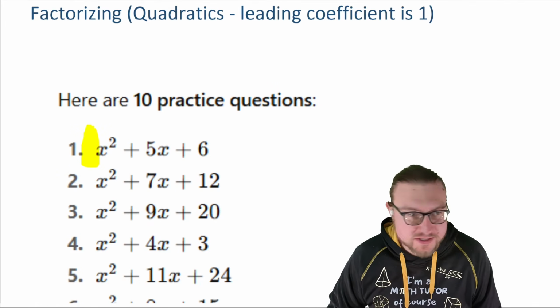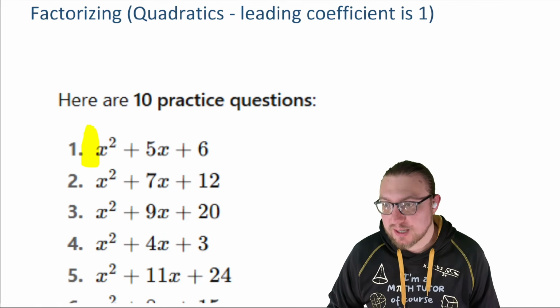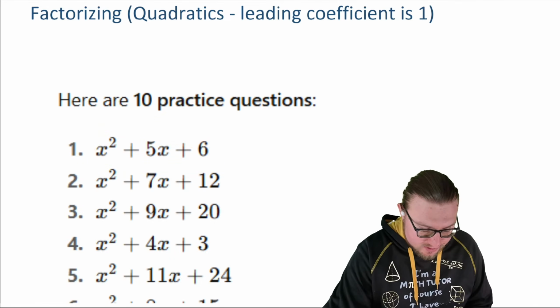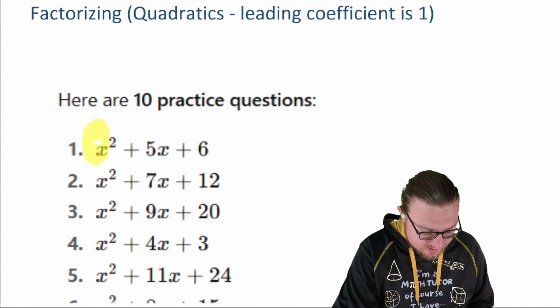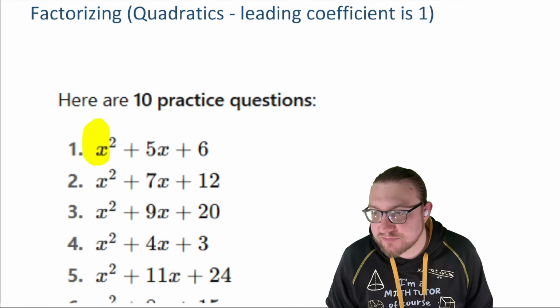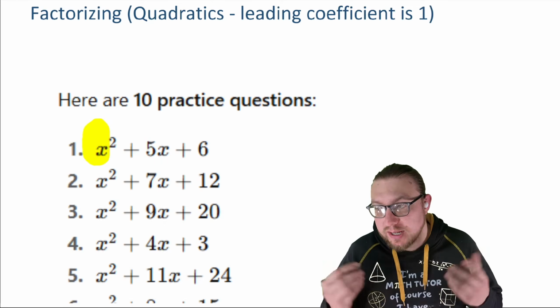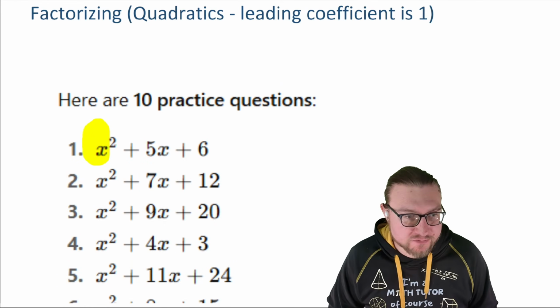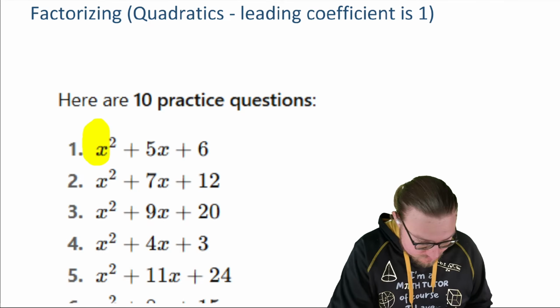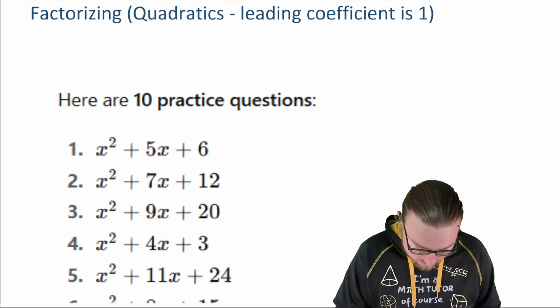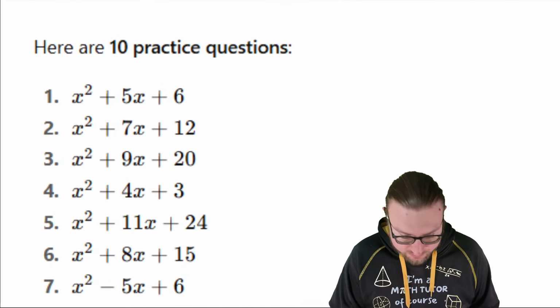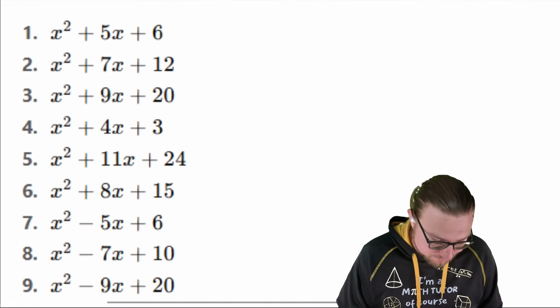Now, for this question, whenever you see a quadratic, it is always very important for you to check, is the number in front of the x squared a 1? Or like here, if it's not visible, that means there is a 1 in front of the x squared. This is the first type of factorizing with quadratics that you need to know.